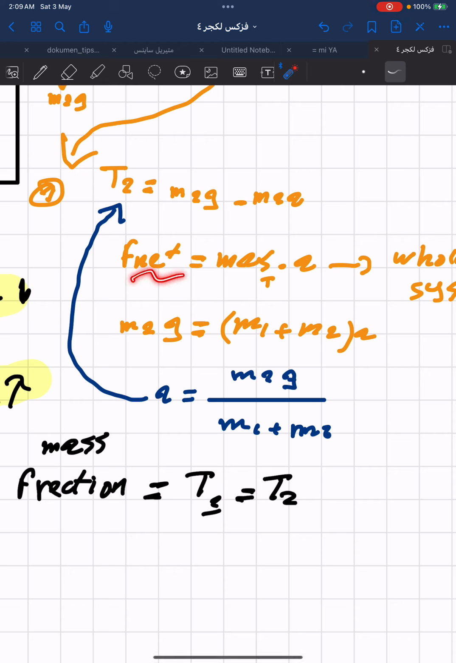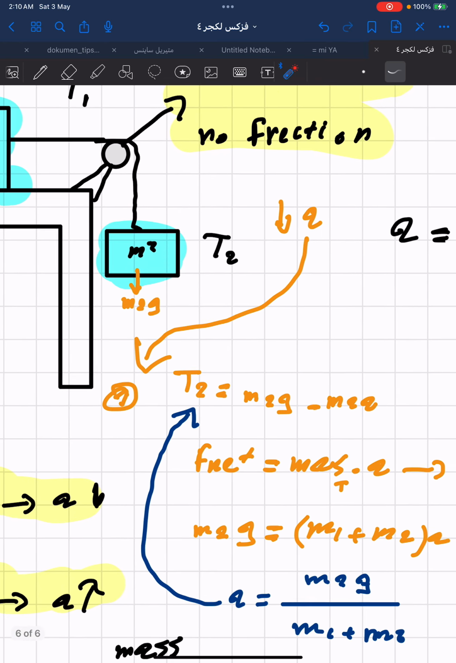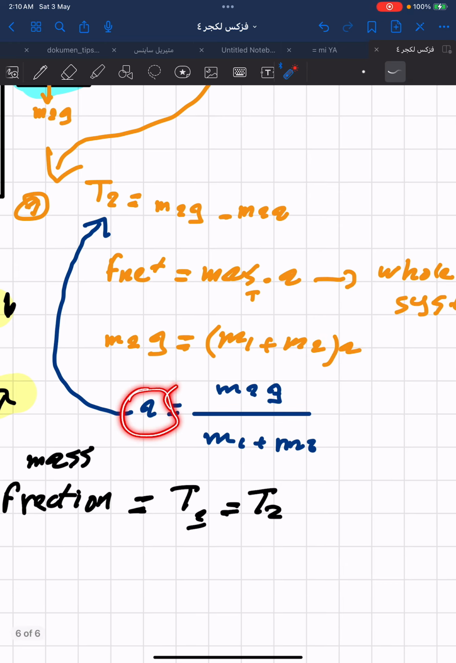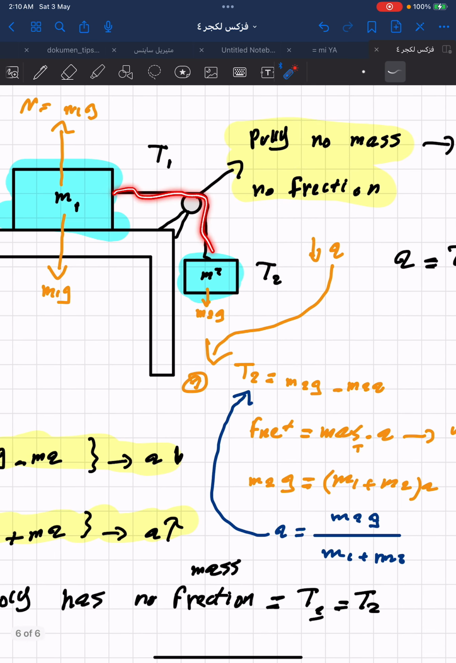So F net equals total mass multiplied by a. m2g, which is this one, as I said, because it's simpler we will use it, equals m1 plus m2 multiplied by a. We can substitute a like this. We find a, then we apply it here, and we find the tension for the second case. And since it's the same rope, and there is no mass, no friction, no whatever, then T1 will equal T2.